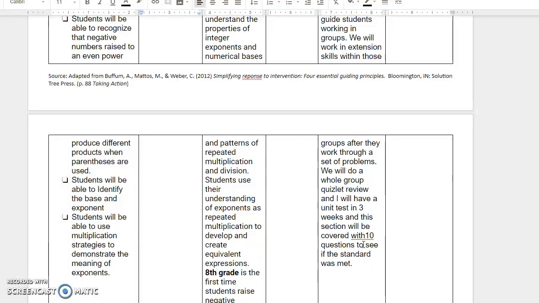Now, looking at a unit test, I may have 30, 40 questions on there, but I, in my mind, have marked or sectioned this standard within that test. So I'm able to give 10 questions, and I'm able to grab the data from that assessment and look at it. So how many of my students got 10 out of 10, 9 out of 10, 8 out of 10, which we would consider to be proficient, 7 out of 10, 6 out of 10, and on down. So that data then I can take to my PLC and have that conversation.